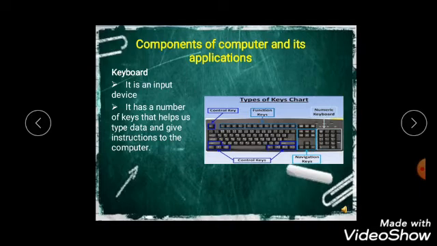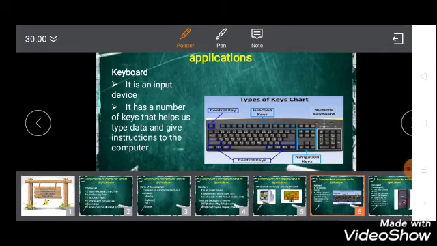And then this is the keyboard. This is the image of the keyboard, and this is the numeric keypad, and this is the navigation keys. The numeric keypad is just like a calculator. We can do calculations with the numeric keys, and this is the navigation keys. The navigation keys have the four arrows and some buttons like home, page up, page down, and then end, delete. These are the buttons available in the navigation keys.